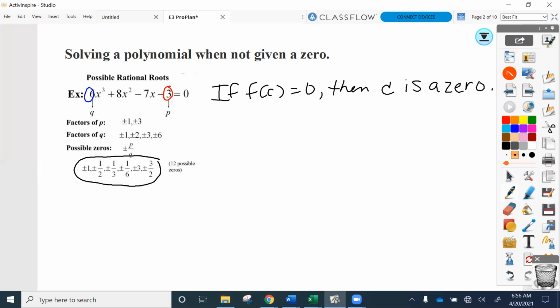Let's try each of these numbers in the original equation. So 6x cubed plus 8x squared minus 7x minus 3. We're just going to put one of these numbers in. One of the numbers that I always try first are the whole numbers before I would try a fraction, just because sometimes it's easier. So we're trying positive 1. And by the way, when you do this, this is not equal to 0. So 1 is not a zero.